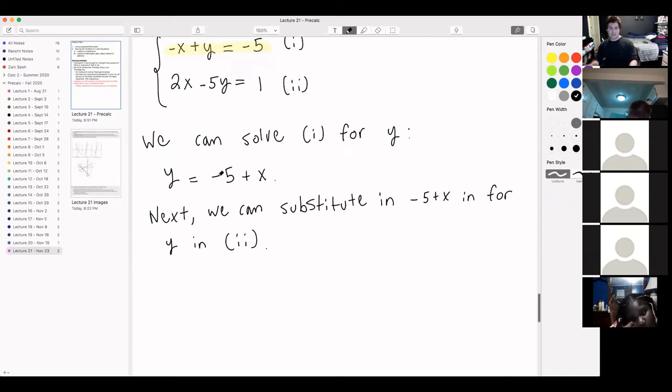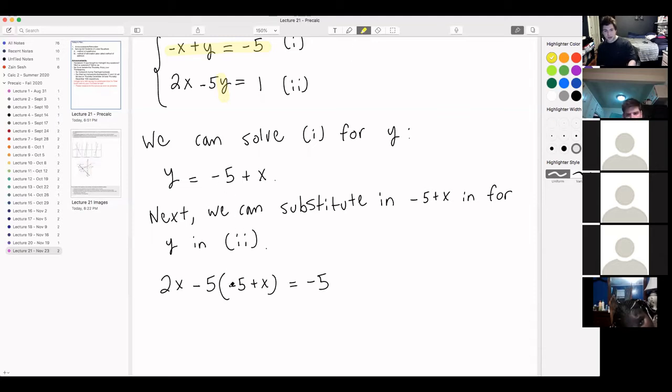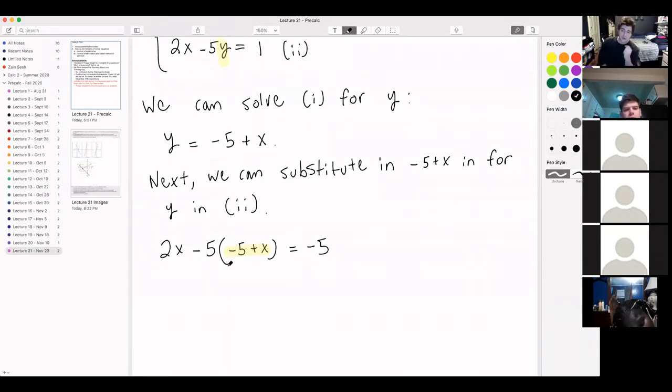So what does that mean? It means wherever I see a y in equation 2, so right here, I will substitute in negative 5 plus x. So let's do that. So 2x minus 5. Now it's minus 5y, but I'm substituting in negative 5 plus x for y. So I ought to open up a parenthesis. This would be negative 5 plus x. And that's now equal to minus 5. So hope everyone sees what's going on here. Okay. Now, this is an equation in one variable, and we can solve for x.